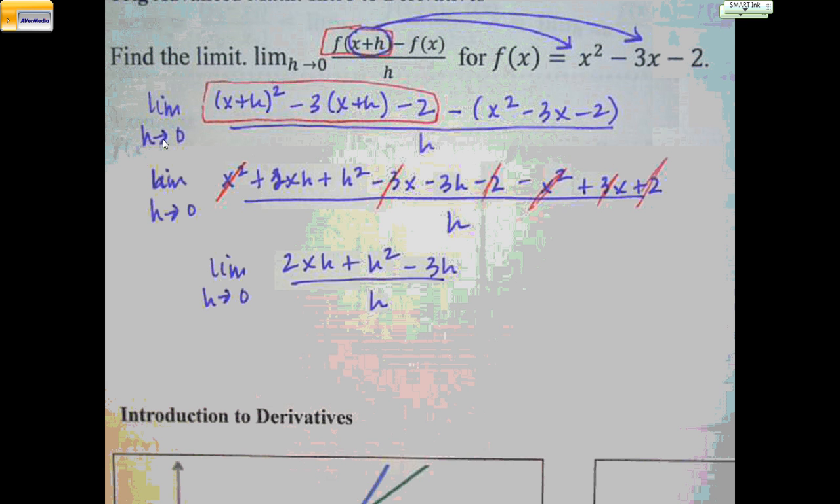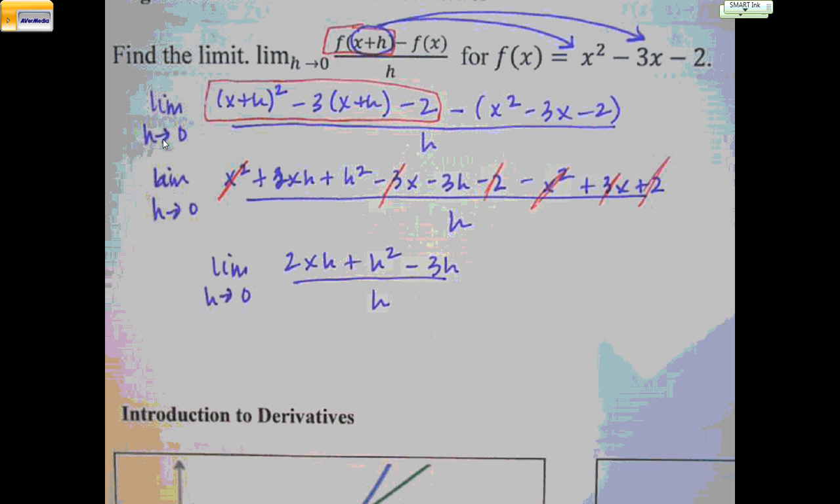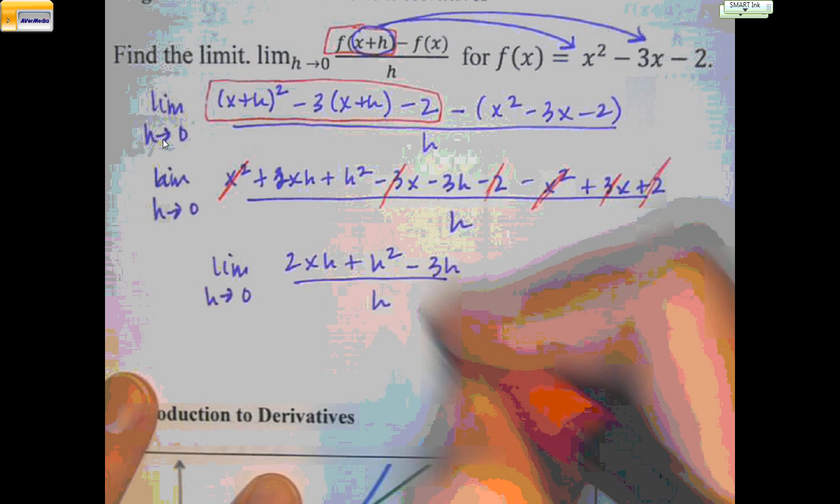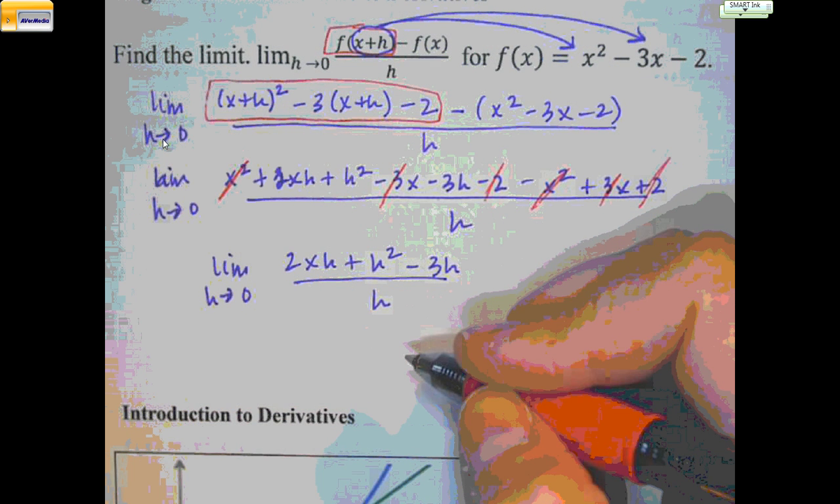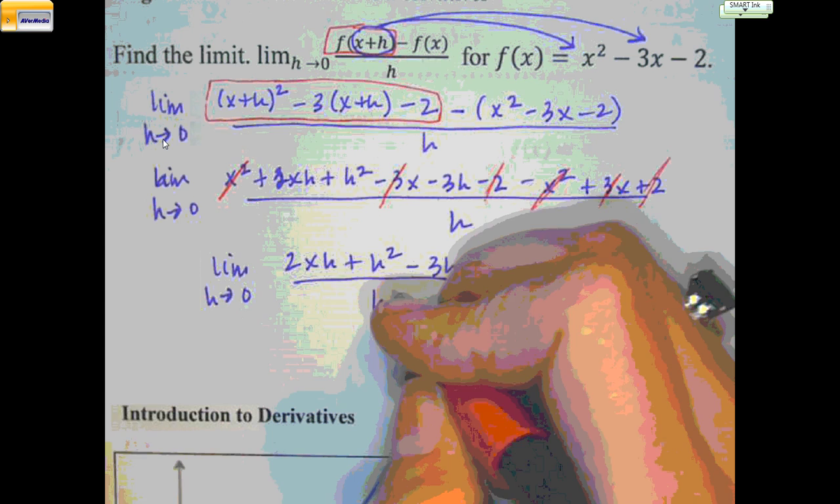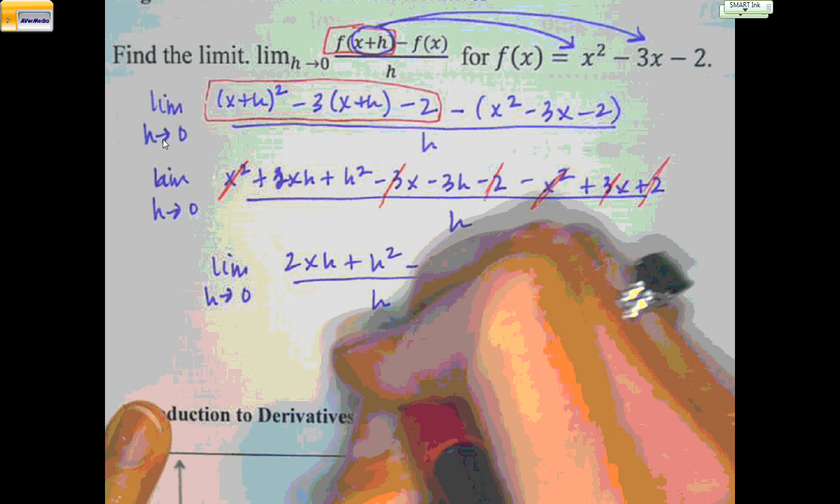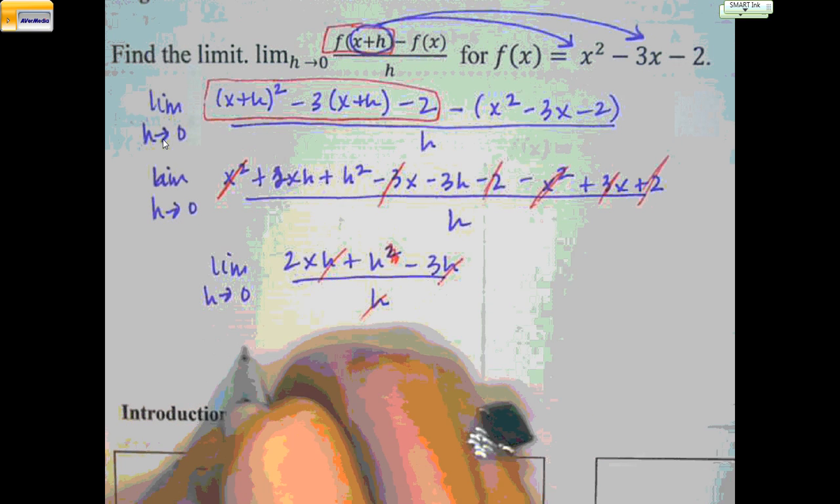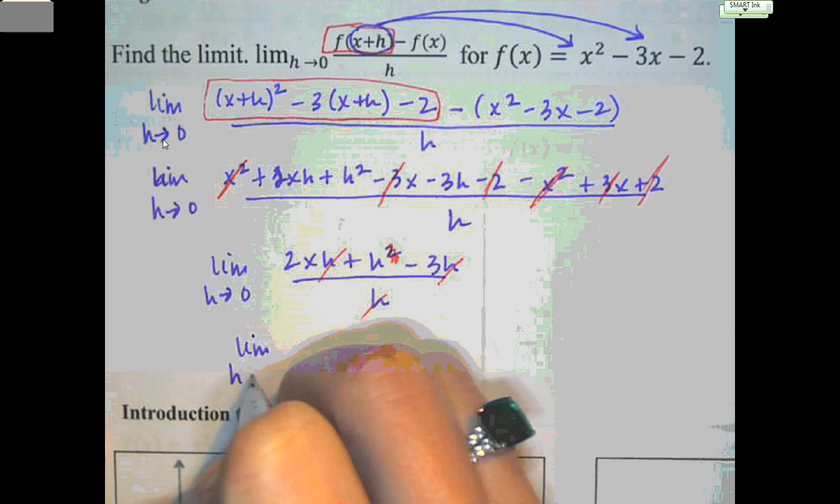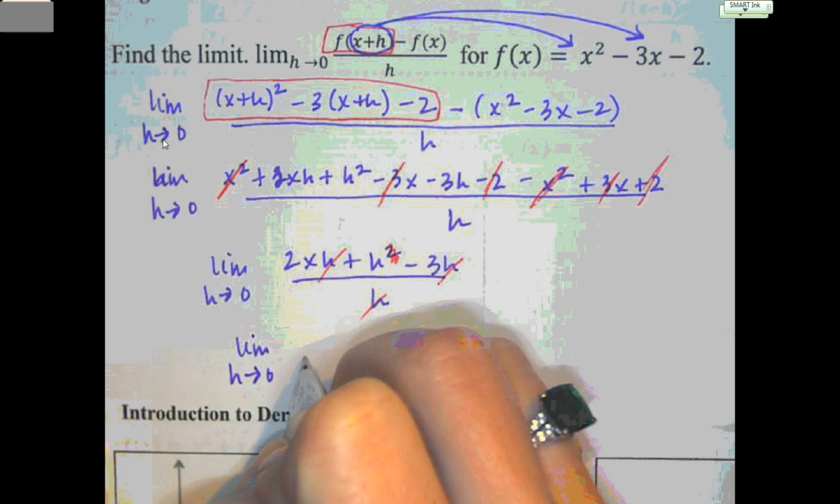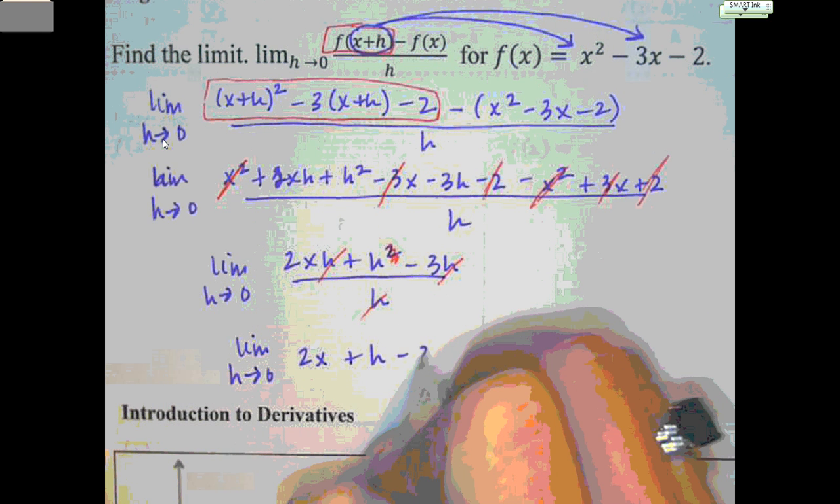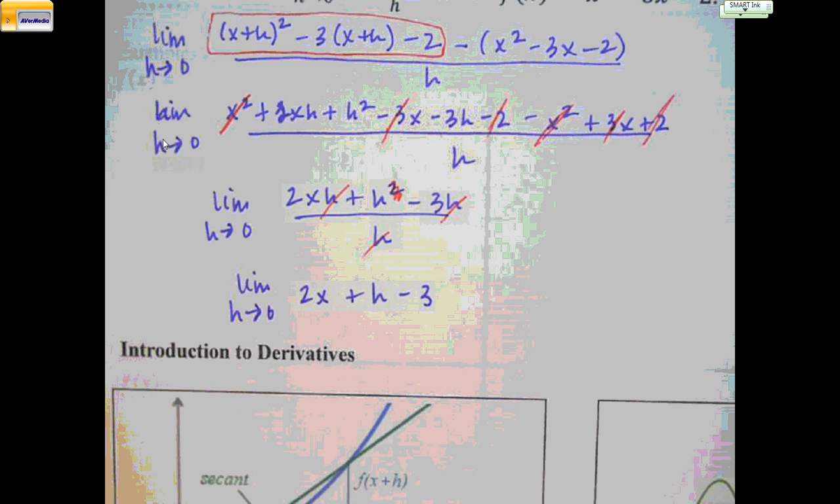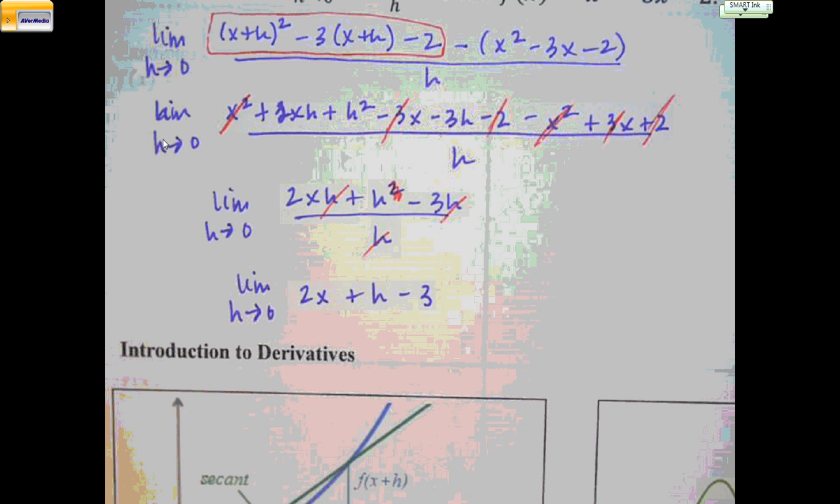Aurora, what do we do next? Yeah, we can take an h out of everybody. And whenever we say take out an h, you do remember that you are dividing. So we're dividing by h, dividing by h, dividing by h. So what we have left is the limit as h approaches 0 of 2x plus h minus 3. What's your next step? Yeah, now you can plug in 0. It's totally legal now that the h is off the bottom.